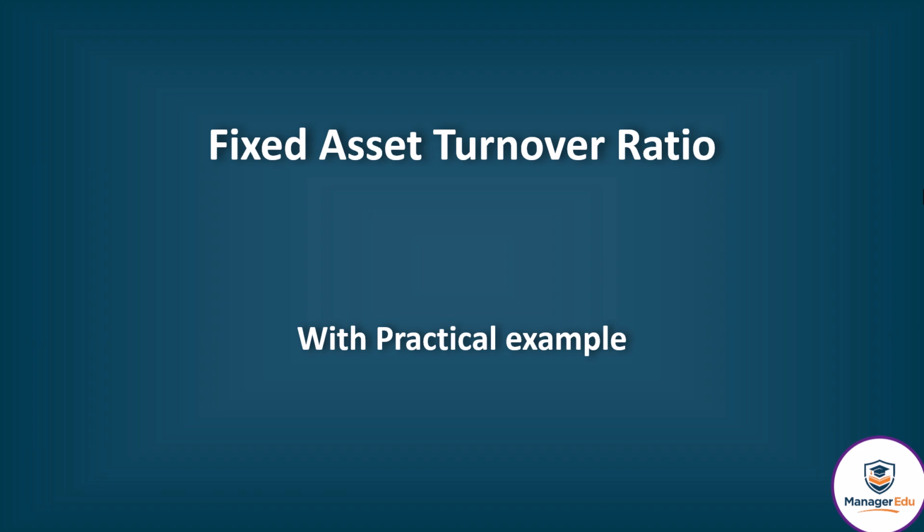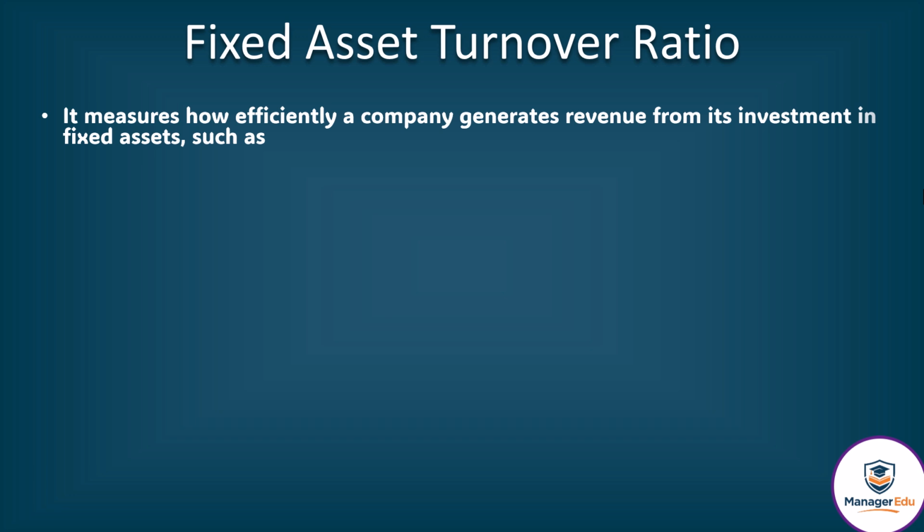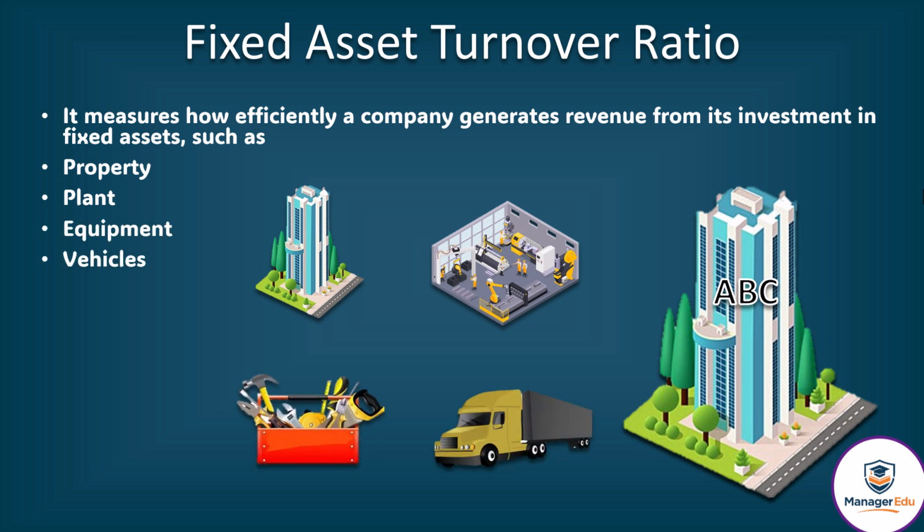So, let's begin. Fixed asset turnover ratio measures how efficiently a company uses its investment in fixed assets, such as property, plant, equipment, vehicles, and so on, to generate sales. If the result of the fixed asset turnover ratio is higher, it is a good sign for the company. It means the company is using its fixed assets efficiently to produce revenue.